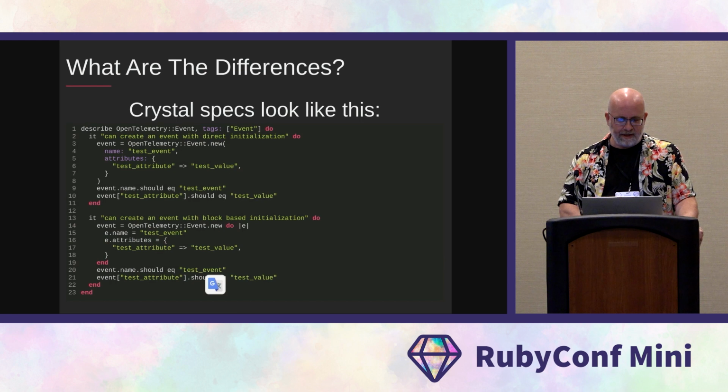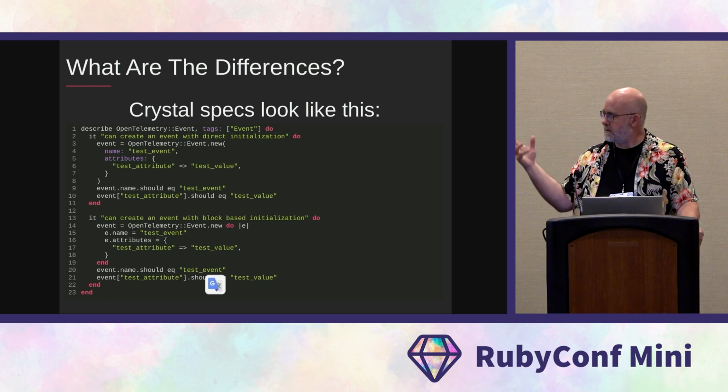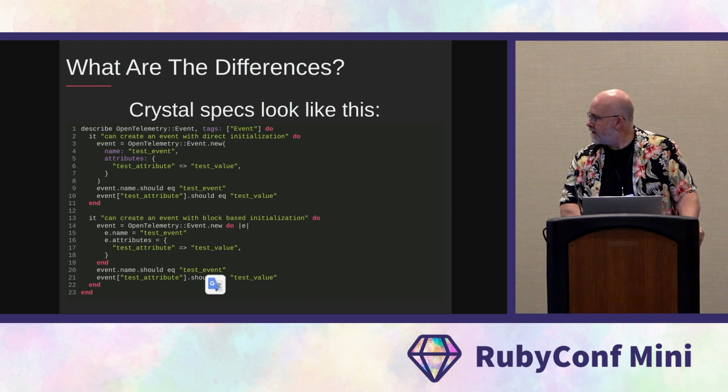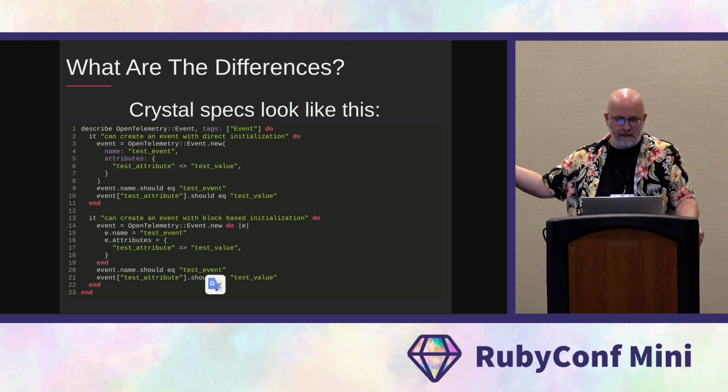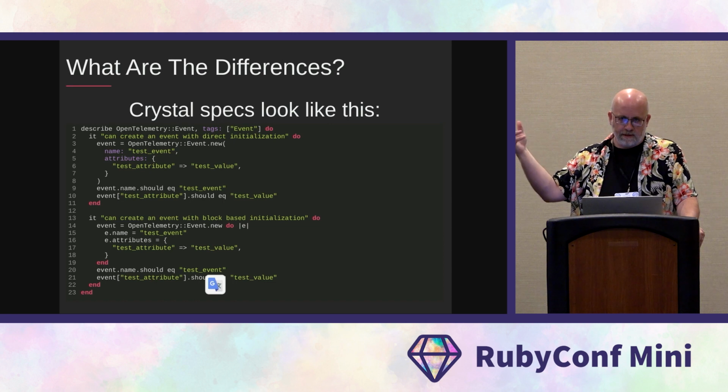And so this is just an example. Actually, it's an example pulled out of a real library of what the specs might look like in Crystal. You know, it's got the same describe, the whole it syntax, event.name.should equal test event. So it's very, very similar to RSpec. Slight differences, EQ versus EQL, some things like that, but more or less, if you can read RSpec, you can read Crystal tests.